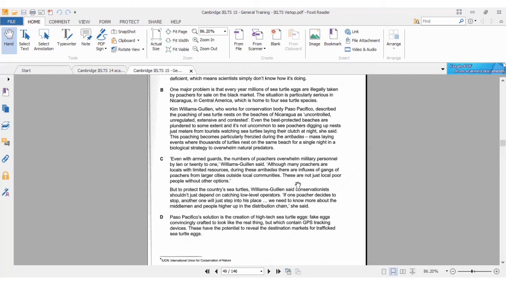Williams Gillen said conservationists shouldn't just depend on catching low level of, can you imagine? I can hear the answer to this in my head. There are times like that when you remember something you read. See, you know, there was a part that talked about don't just catch them alone. See it here. It says, Williams Gillen said conservationists shouldn't just depend on catching low level of predators.